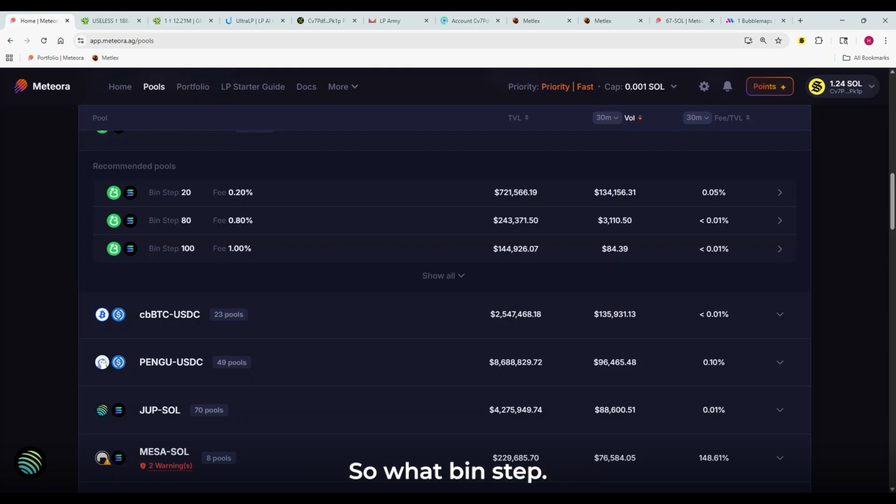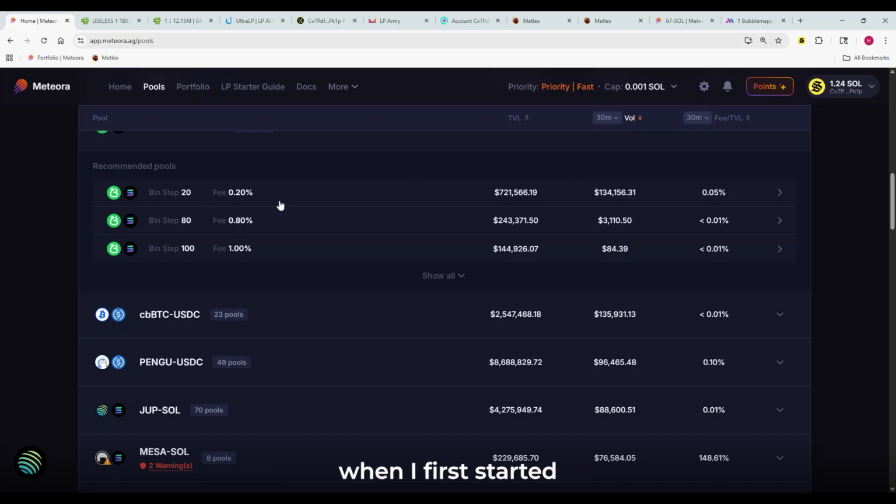So what bin step, what fee do I want here? Let's put the 20 bin step in the 0.2% at the top. It's got the 101 at the bottom. And you'll notice here the 30-minute volume, there's a whole lot more of it in this one.